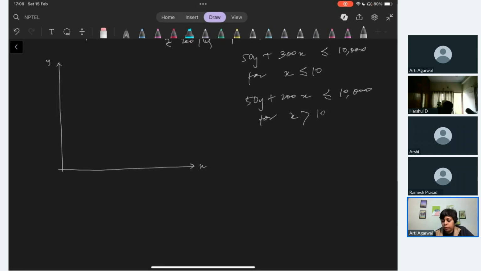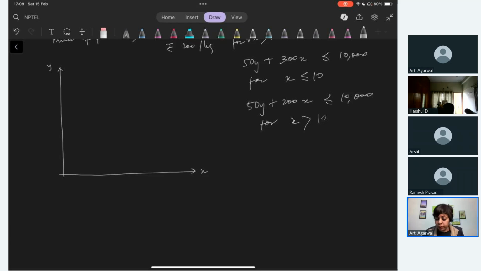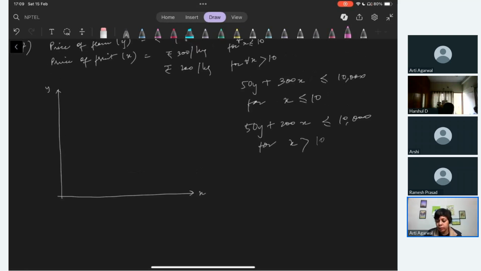Now in both of these equations, if you want, you can simplify it, divide the whole thing by 50, or you can just leave it, whichever way you like. I'm just leaving it as it is because I want to first draw the diagram and then we can clean it up after. So in the first case, where x is less than or equal to 10, the y-intercept is going to be 10,000 divided by 50, which is 200.